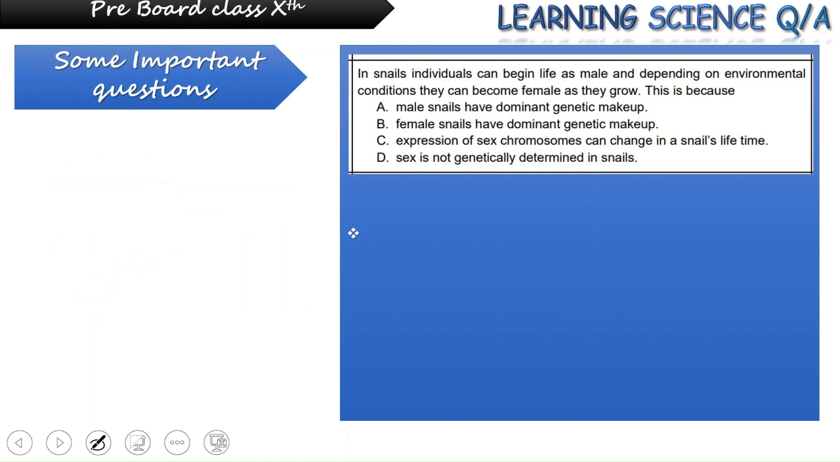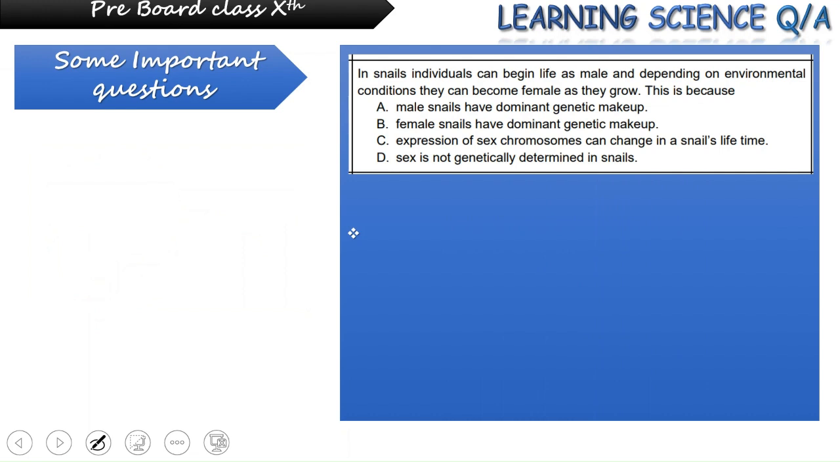The next question says in snails, an individual can begin life as male and depending upon environmental condition, they can become female as they grow. This is because we are provided with some of these statements. Male snail have dominant genetic makeup, and the other statement says female snail have dominant genetic makeup. Always remember, dominant genetic makeup has nothing to do with developing an individual as male or female. So both A and B are not correct.